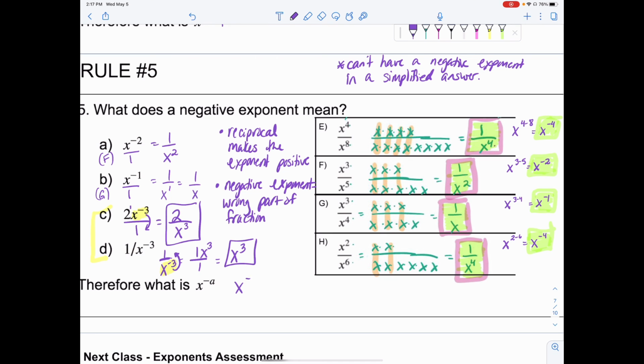So x to the power of -a, we would write as 1 over x to the a. The reciprocal makes that exponent positive.